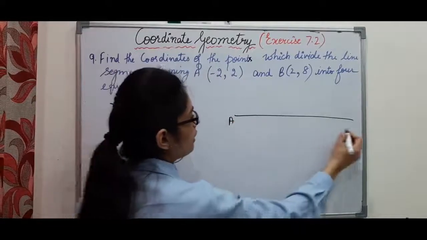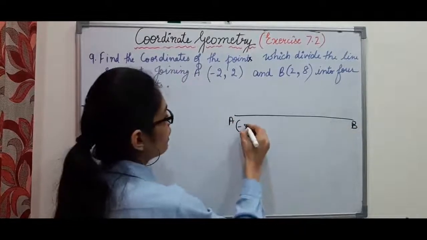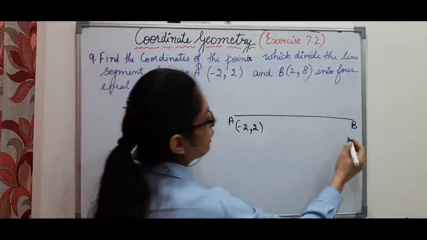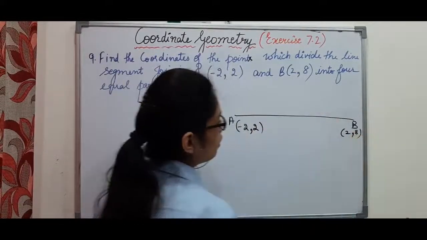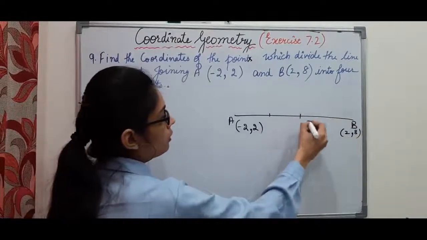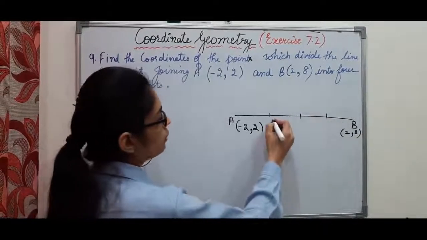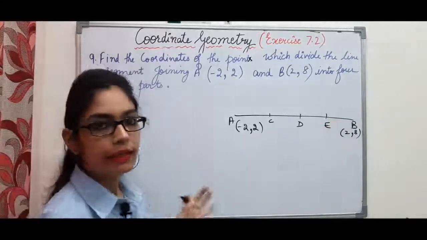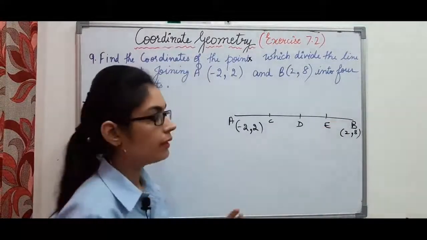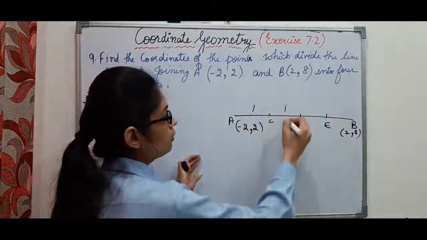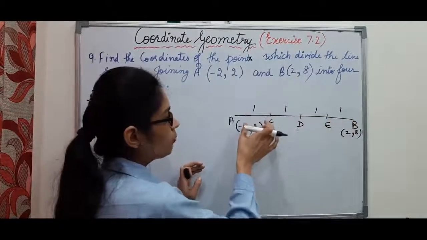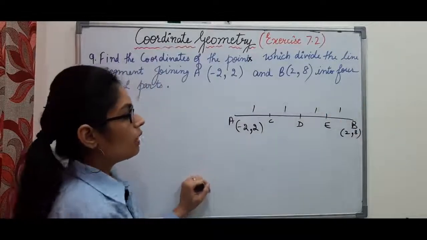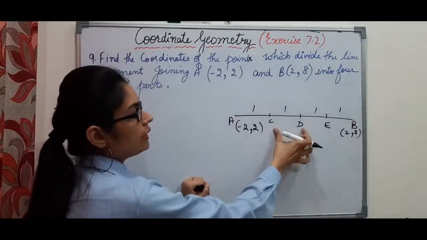So this is point A, this is point B. Coordinates of A and B are given to us. A is minus 2, 2, B is 2 and 8. So we have 3 points. Let's mark them as C, D and E, because this line is getting divided into 4 equal parts. This is one part, this is second part, third part, fourth part. So we have to find the coordinates of C, D and E.